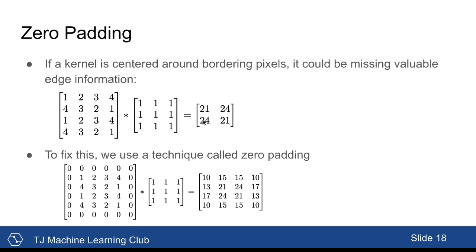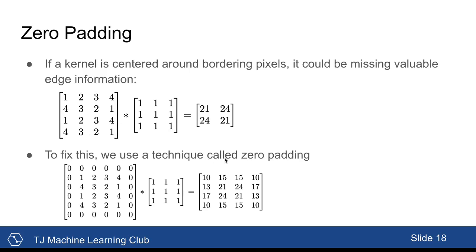So lastly, we have zero padding. Zero padding is another parameter you can choose in your CNNs. Essentially, if a kernel is centered around a bordering pixel, like at the very corner of an image, it could be missing valuable edge info. For example, in this case, if we didn't add anything or change our kernels around the edge, we would get this output for this input matrix with our kernel: 21, 24, 24, 21. Nothing really obvious here, it looks very similar.